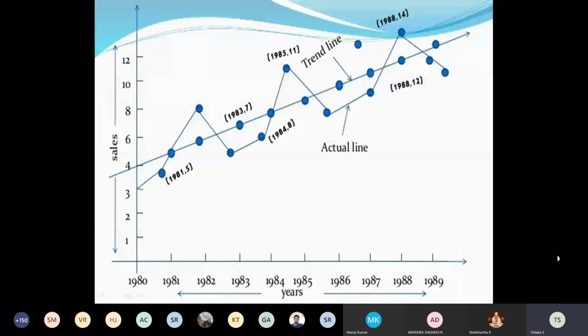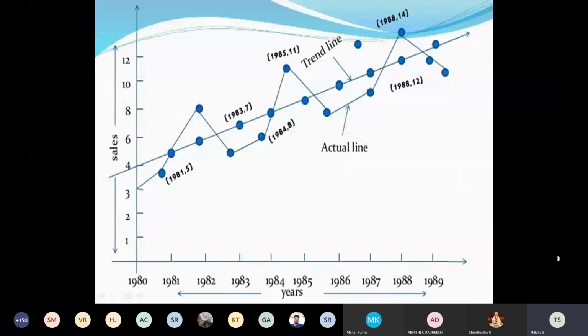So that line is the original line, which is called the actual line. We have many ups and downs on the line, but altogether this cyclical movement is sloping upwards. In between these points we have a linear, straight line, which is called the trend line, which shows the sales for the concerned years. Is it clear, guys?